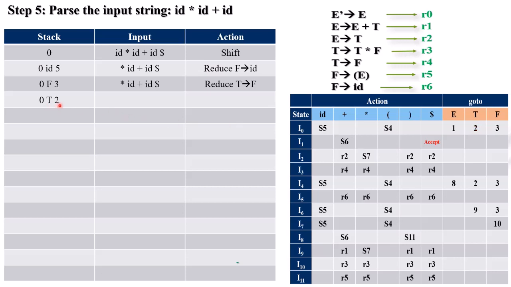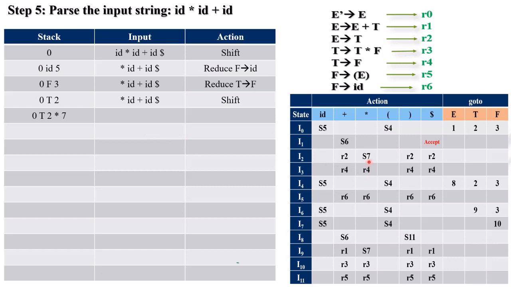Now what is our remaining input? Star id plus id dollar. So now we have to check I2 and star. What is I2 and star? We get shift. So this 7 number we have to remember. Simply we are here writing shift and 0 T2, and when we shift this star on the right hand side we have to write 7. Why? Because we are performing S7, shift 7.